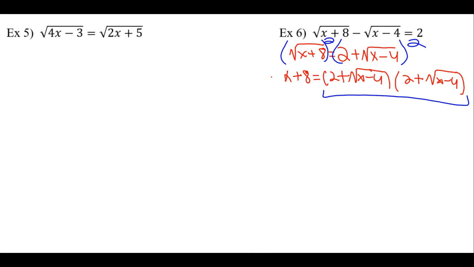And so, if we FOIL this out, we get x plus 8 equals 4, because 2 times 2, plus 2 times the square root of x minus 4. And then we have another 2 times the square root of x minus 4. And then the last term is x minus 4.